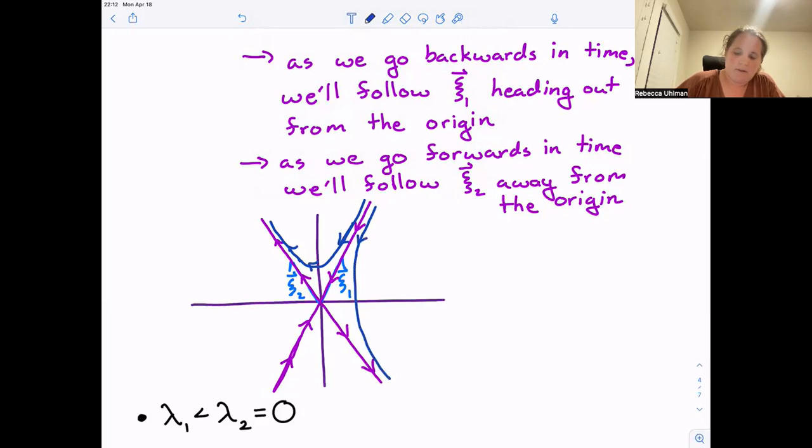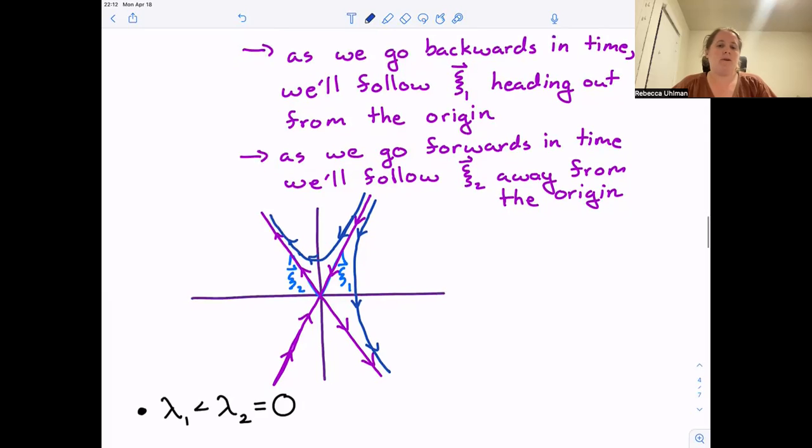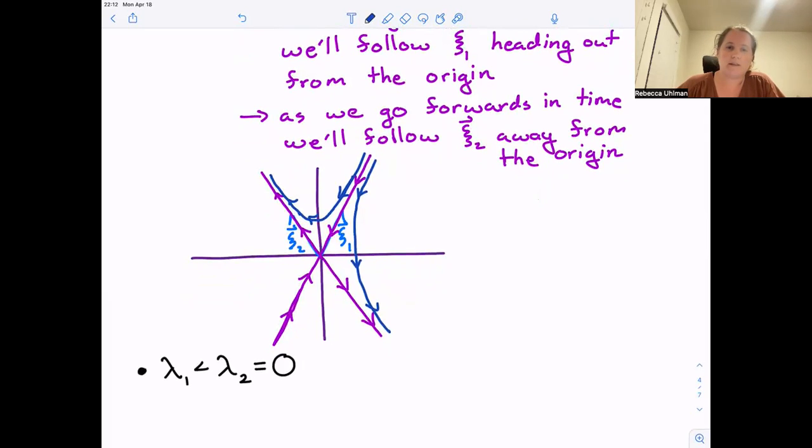So we start off following along psi1 from far away. As we head towards the origin, we curve away from the line along psi1 to then follow along the line for psi2. So we get something that kind of looks like having hyperbolas in both directions. So these are the shadow trajectories for the case where we have one negative eigenvalue and one positive eigenvalue.